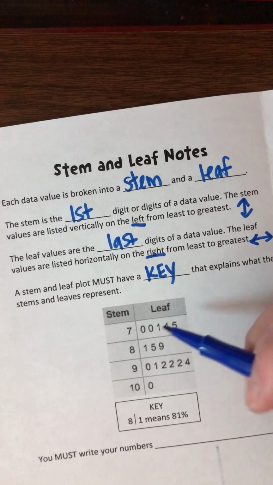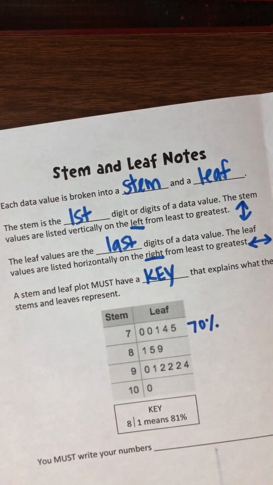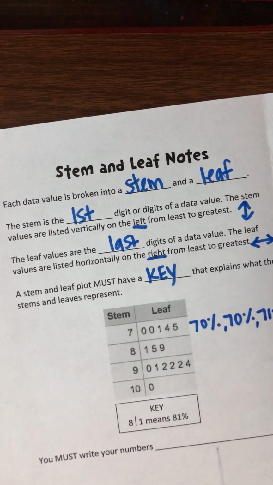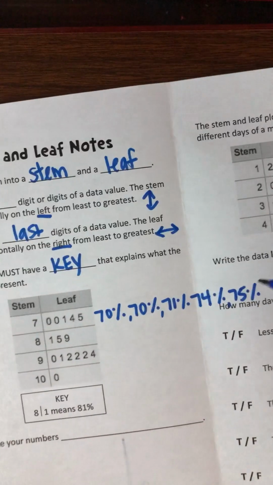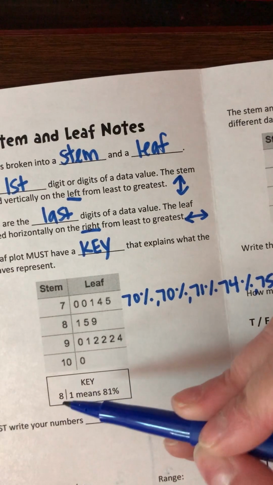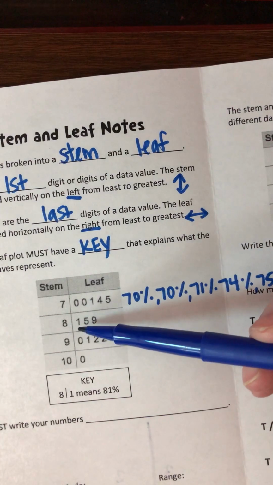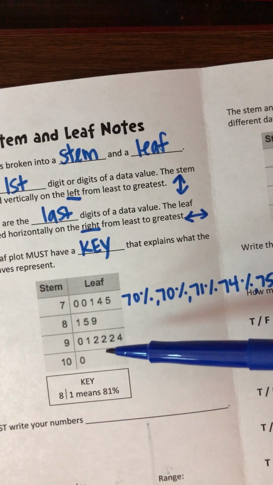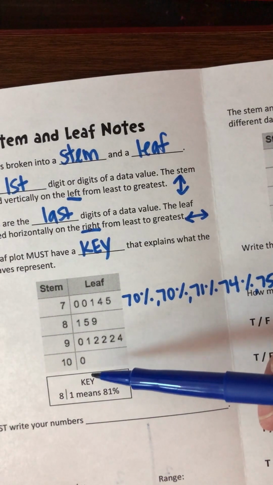So if I was to look at this first row, 7|0 would indicate 70%. And then you'd have another 70 and a 71 and a 74 and a 75. And I know those are all percentages because when I look at my key, it tells me that they indicate a percentage. And you can do that for each row. That would be 81, 85, and 89%. Then you have 90, 91, 92, 92, 92, and 94%. And then you have 100% in that last row.